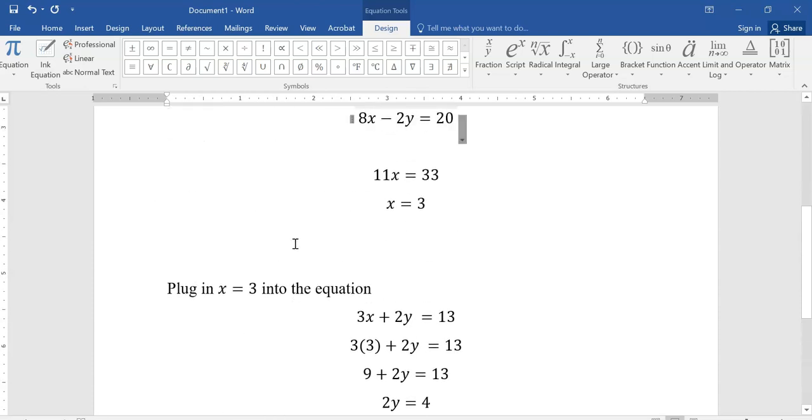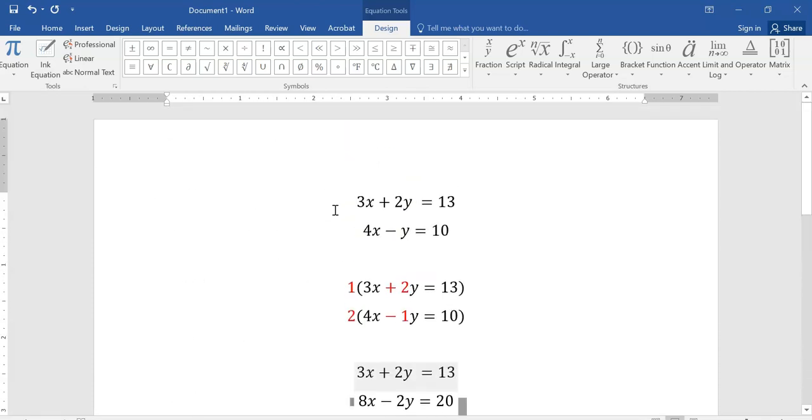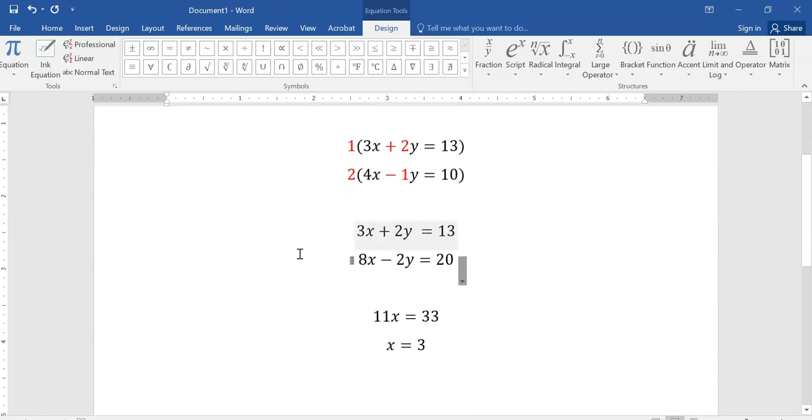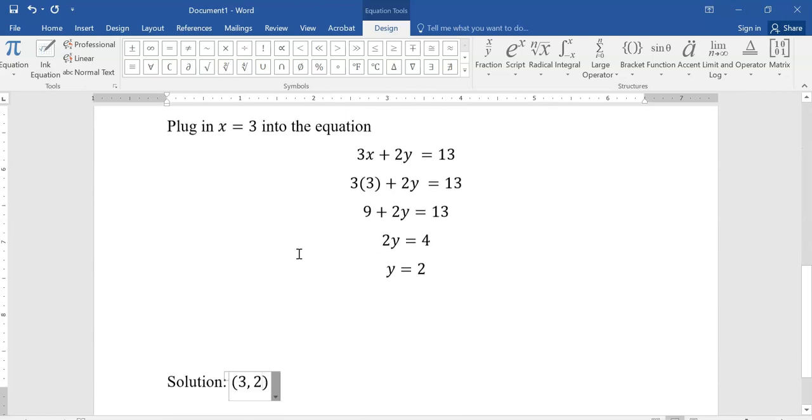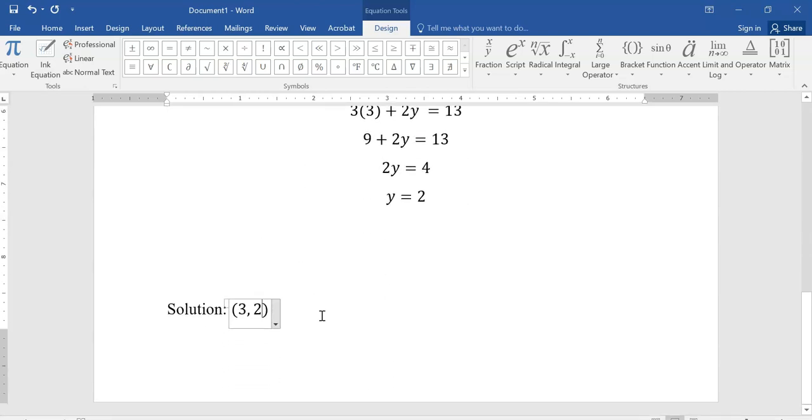You can always check by plugging in 3, 2 into the first equation and 3, 2 into the second equation and see that you get a true statement. So there you go. The solution is the point 3, 2.